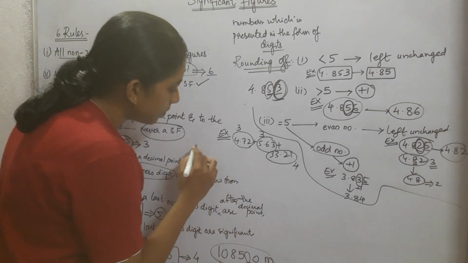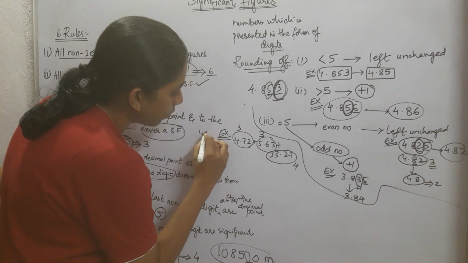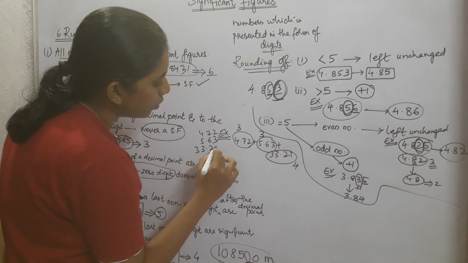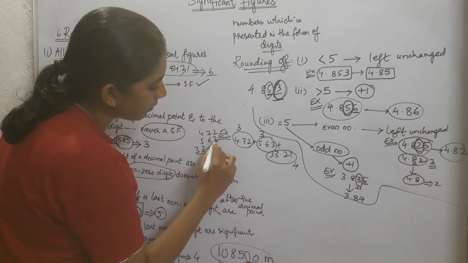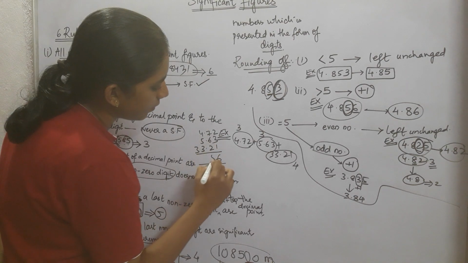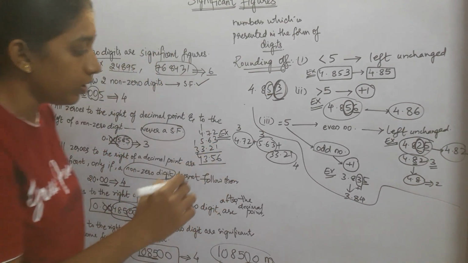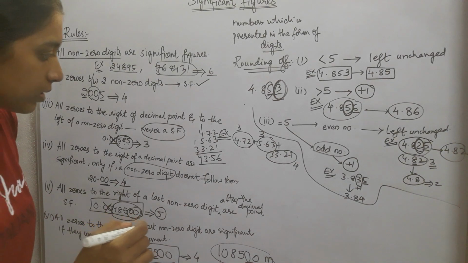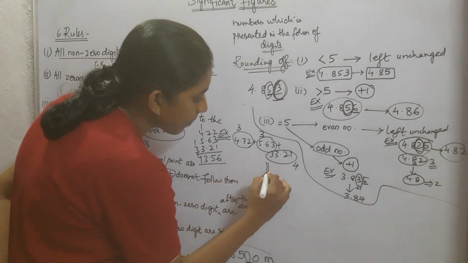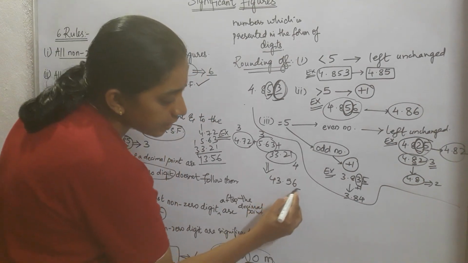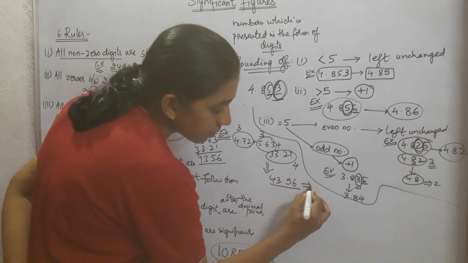Then what we have to do? We have to add them up. 4.72, 5.63, 33.21, which gives 43.56. Right. So 43.56. The number of significant figures here is 4.